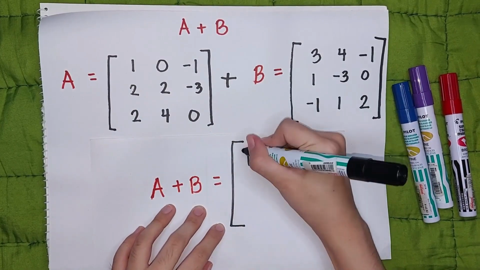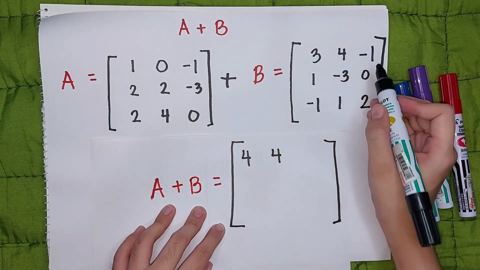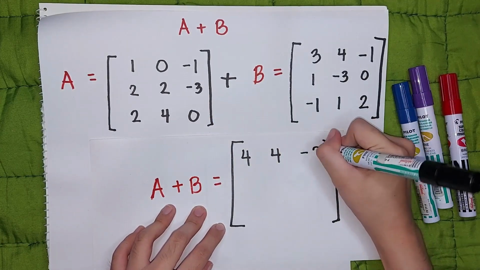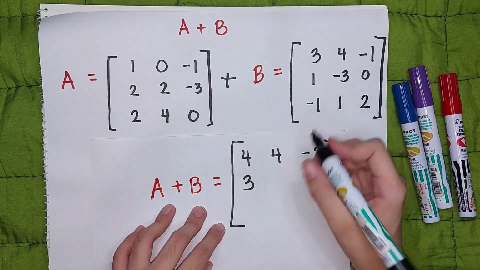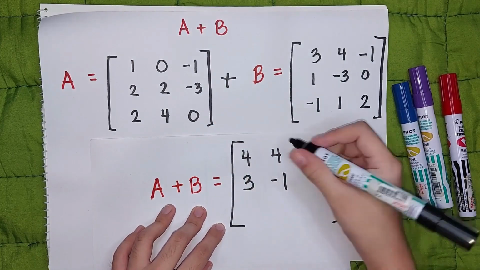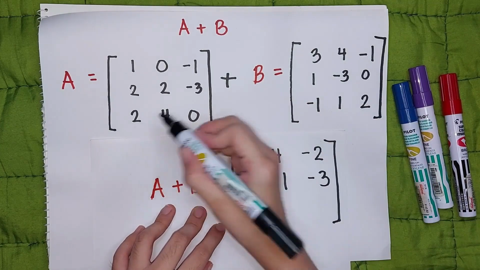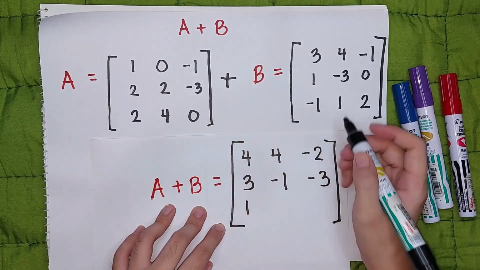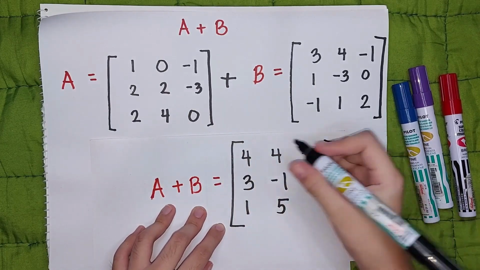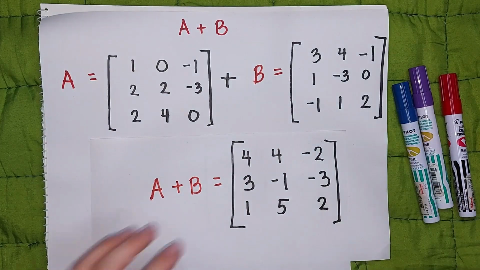1 plus 3 is equal to 4. 0 plus 4 is equal to 4. Negative 1 plus negative 1 is equal to negative 2. 2 plus 1 is equal to 3. 2 plus negative 3 is equal to negative 1. Negative 3 plus 0 is equal to negative 3. 2 plus negative 1 is equal to 1. 4 plus 1 is equal to 5. And 0 plus 2 is equal to 2. That's all. Very simple, right?